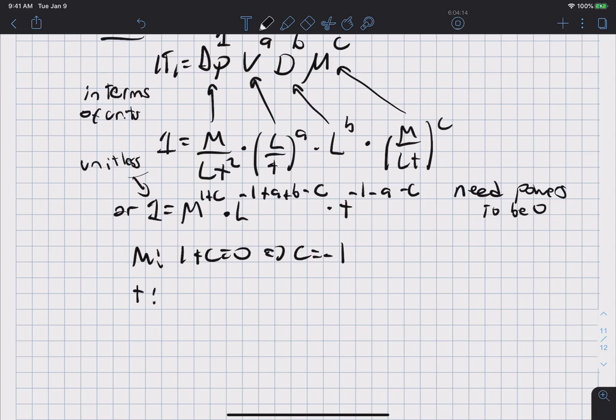For time, I made a little mistake. For time, that should be minus 2 over here. And for time, we have minus 2 minus a minus c is equal to 0. This implies that minus 2 minus a minus 1, because we know what c is, is equal to 0. And this implies that a is equal to minus 1.